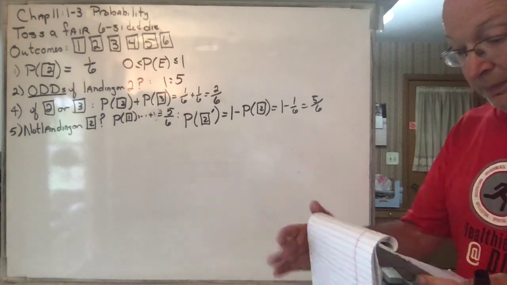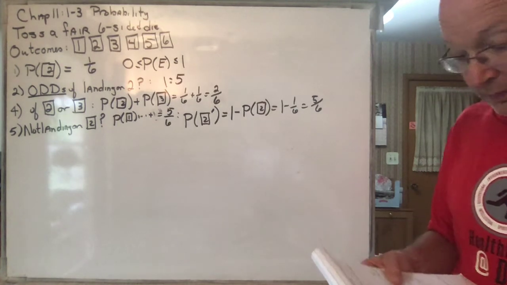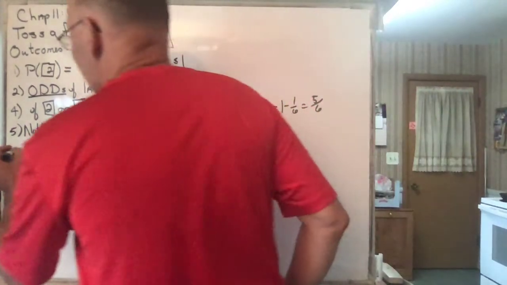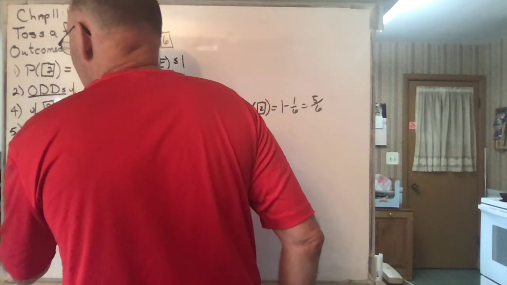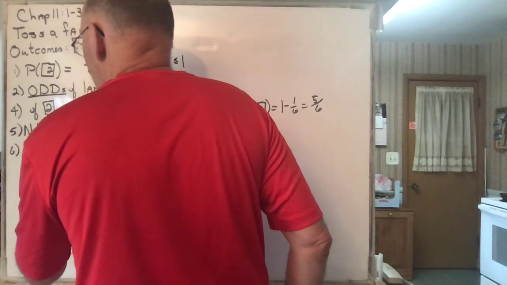Okay, very good. Here's the next one. E is the event of landing on an even number.